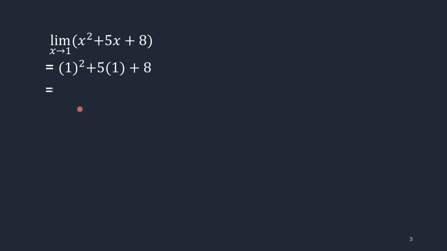Consider limit x squared plus 5x plus 8 as x approaches 1. Here f(x) is a polynomial function and it is defined at x equals 1. Therefore, we can solve this limit by direct substitution. So in the next step, we will put x equals 1 in place of x. So the limit becomes 1 squared plus 5 into 1 plus 8, which will be 1 plus 5 plus 8, which will be 14 in the end.